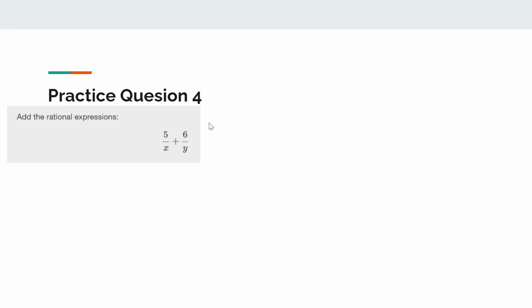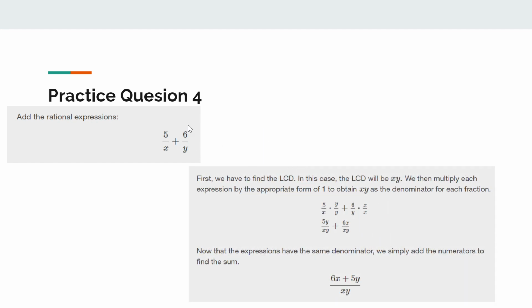So for the answer, it should be pretty straightforward. You have to first find the least common denominator for these two. Obviously, they don't have the same thing at the bottom. So you have to multiply y over y for this one, and then x over x for this one. Once you multiply that, you'll get 5y over xy plus 6x over xy. Yeah, and you'll get this.